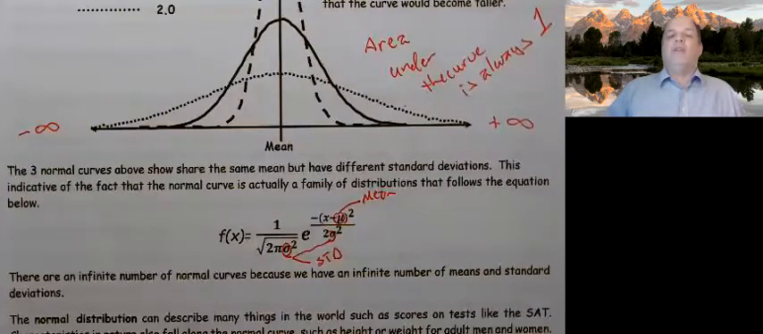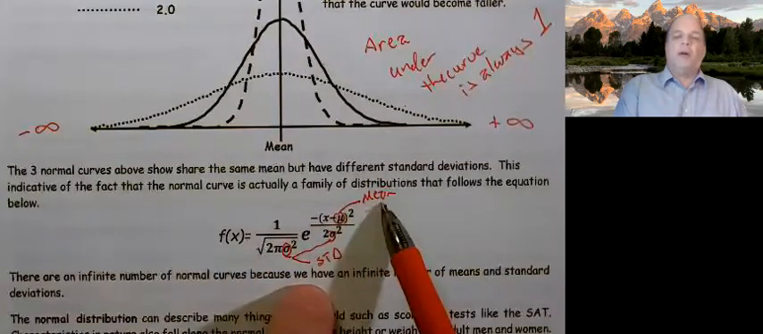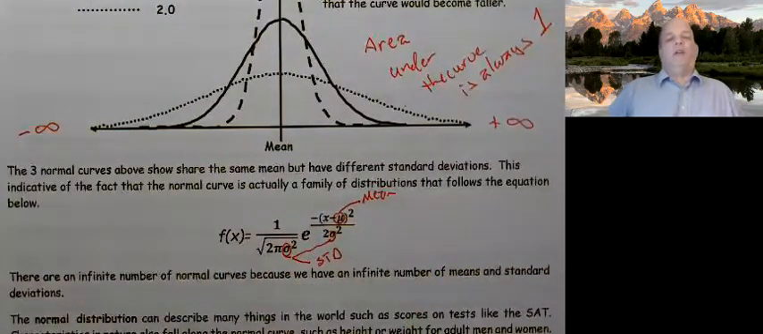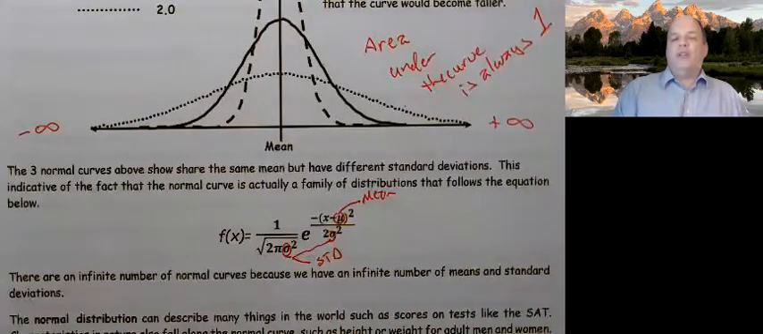Now, there is a different normal curve for every standard deviation, and there's a different normal curve for every mean. So there's an infinite number of combinations, but they all will follow this particular equation. Any bell-shaped curve that doesn't follow this equation is not normal, all right?